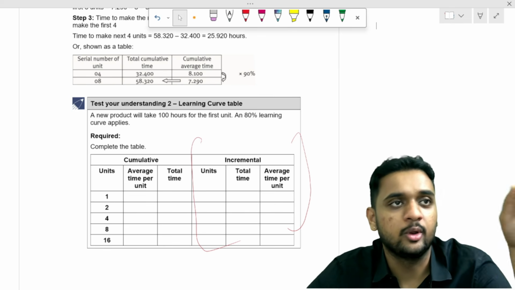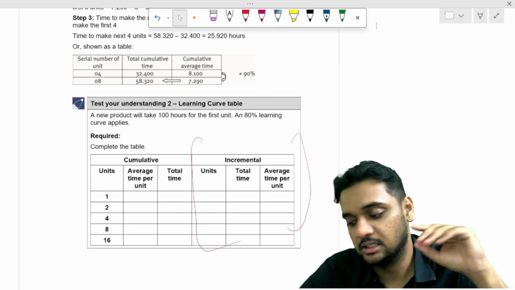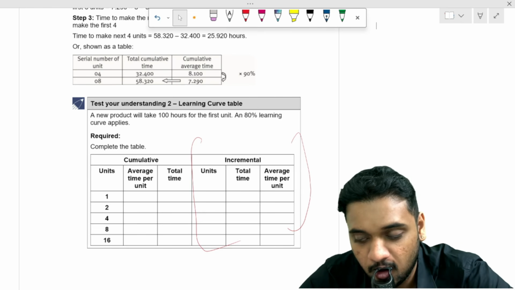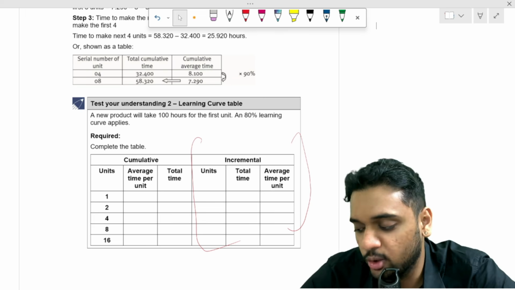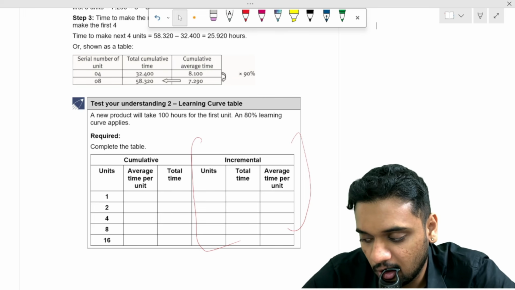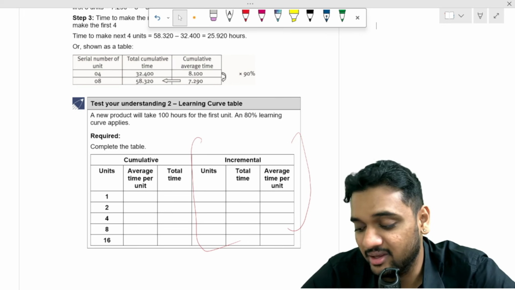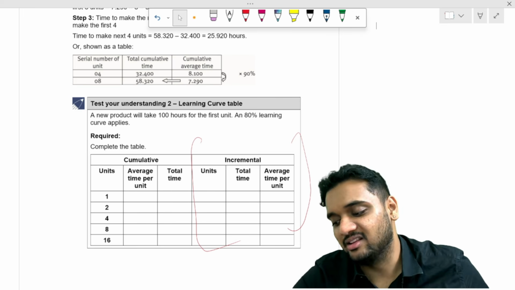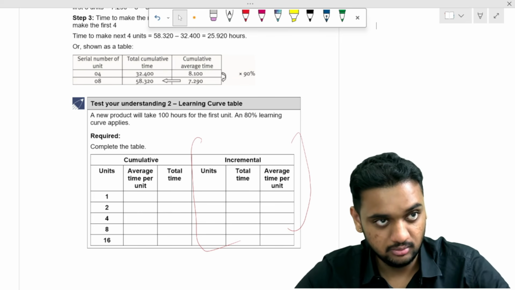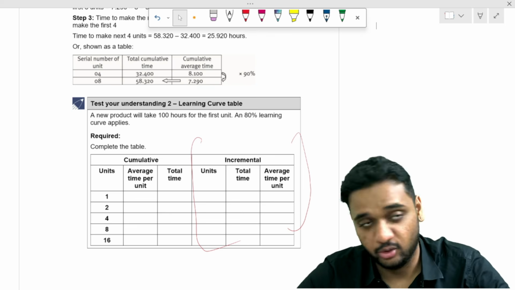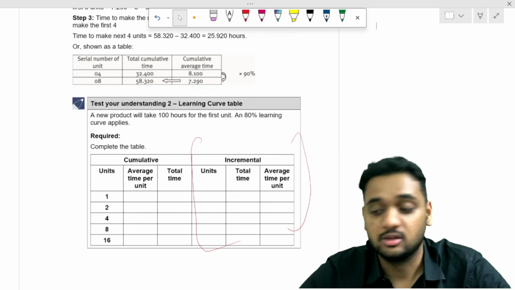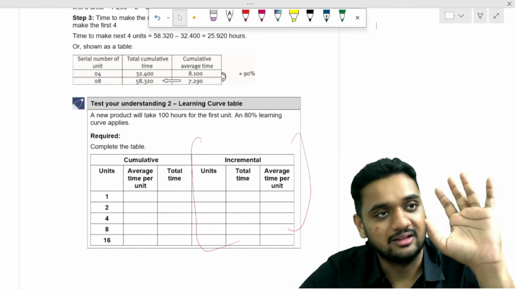For units 2, how many units are increasing? 1. From 1 it is becoming 2, so 1 unit is increasing. Total time is increasing by what? Total time is increasing by 60. Average time is what? 60 by 1. Increase divided by increase units. That average time is increase divided by increase units. That is not cumulative average time. That is just average time per unit.